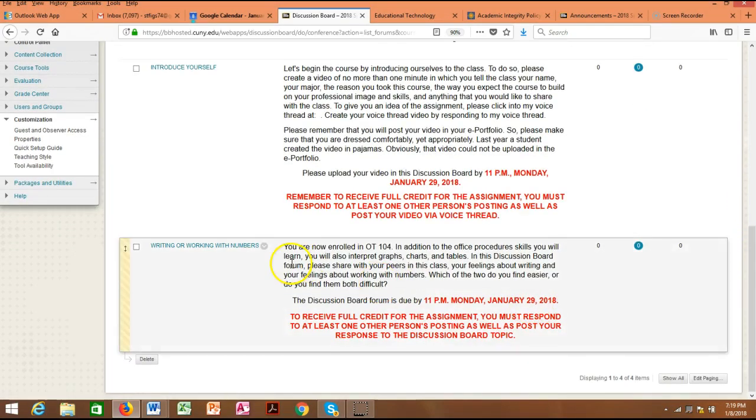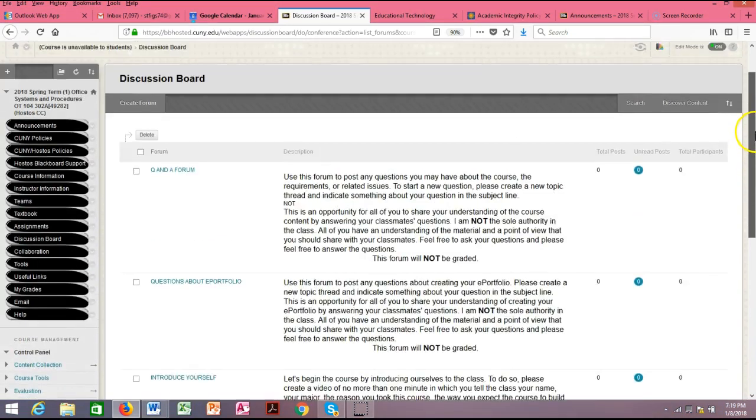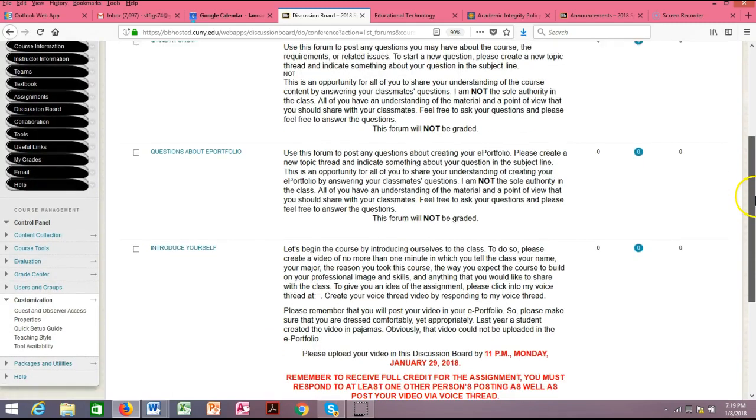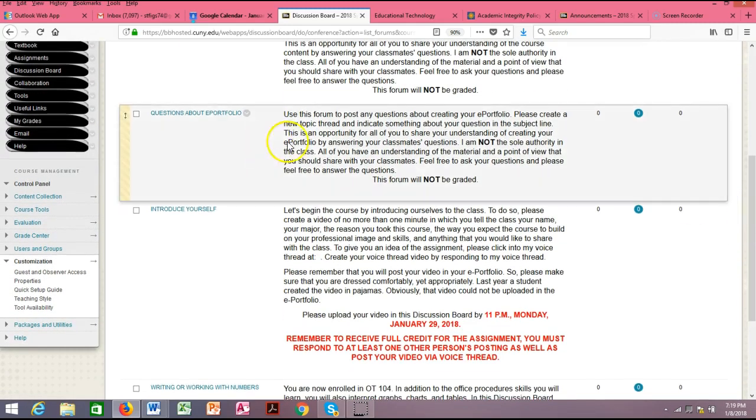You have another assignment, writing or working with numbers. Now, this is very easy, and you're going to respond to each other so that you can get the full credit. None of this is difficult. There's no reading assignment. You don't have to have the textbook right away. Certainly not going to talk about ePortfolio until later.